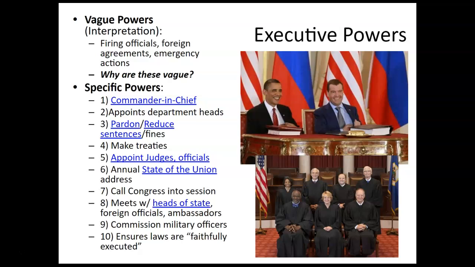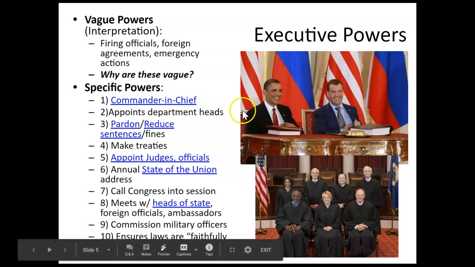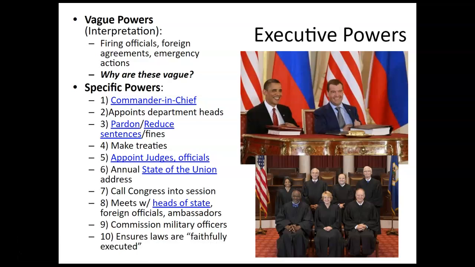Number 4, they have the power to make treaties with other countries. Here you can see Obama and the president of Russia, Medvedev, at the time making a treaty. So this is quite a few years ago. They can appoint judges and officials. So the president is the one that actually appoints judges to the Supreme Court, and then a check to balance the powers there is that it has to be confirmed by the Senate.